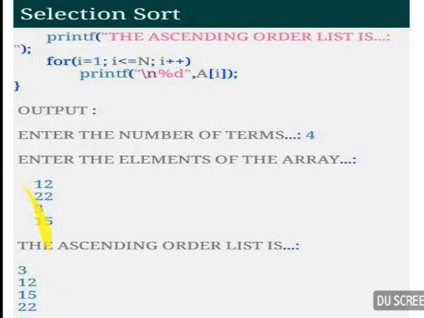So here is the output. First, for the number of terms, we write 4. Then for the elements of the array, we write 12, 22, 3 and 15. Then we press enter and get the result according to the program. The ascending order list is here, and we get in ascending order 3, 12, 15 and 22.